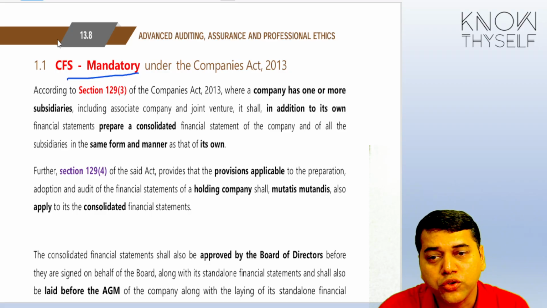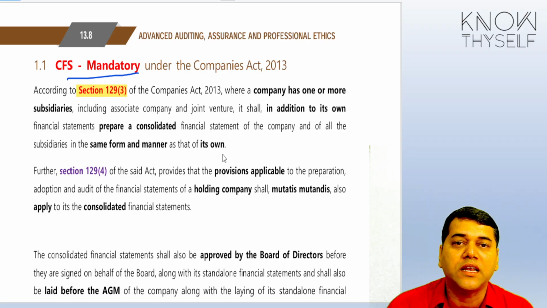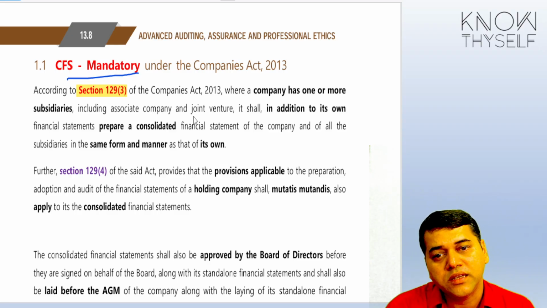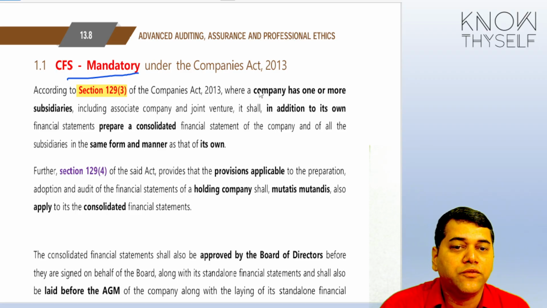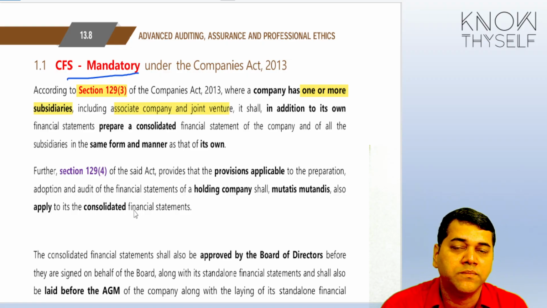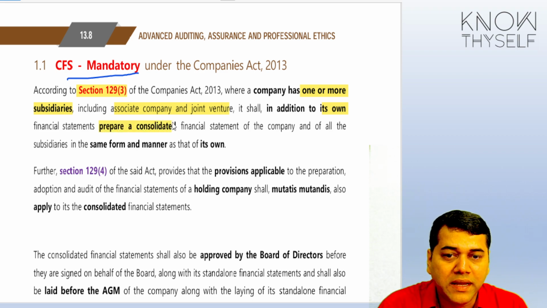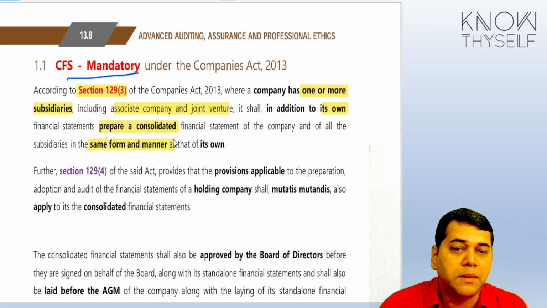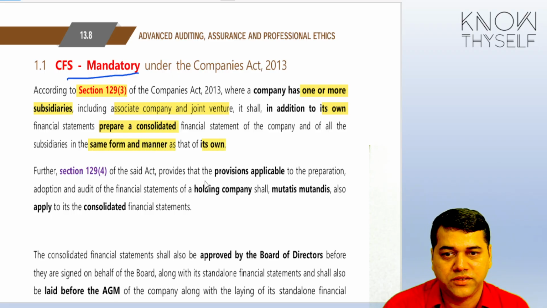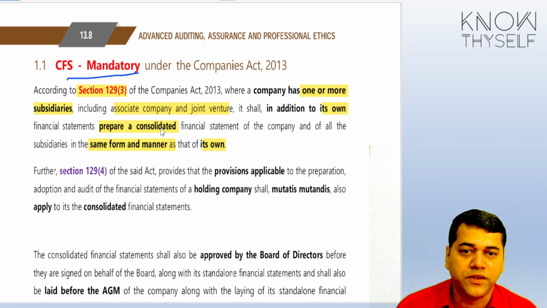For this, we have to go to section 129(3) of the Companies Act. First of all, why should you prepare the P&L account and balance sheet? Who told you? The Companies Act told you. Similarly, section 129(3) says that where you have one or more subsidiaries, including associates and joint ventures, in addition to your standalone financial statement, you should also prepare the CFS in the same form and manner, just like your SFS. So one thing has come on your head: you have to prepare CFS if you have subsidiaries, associates, and joint ventures.